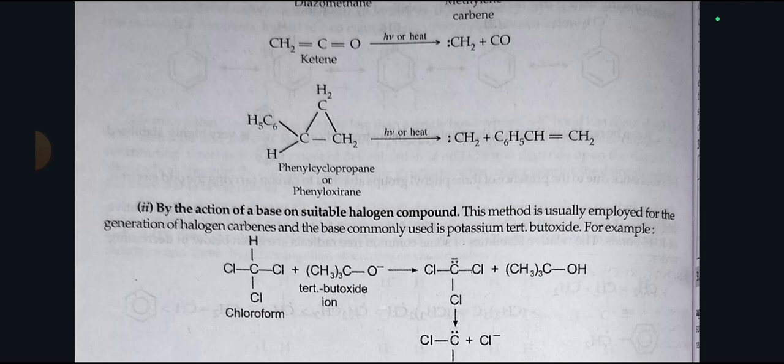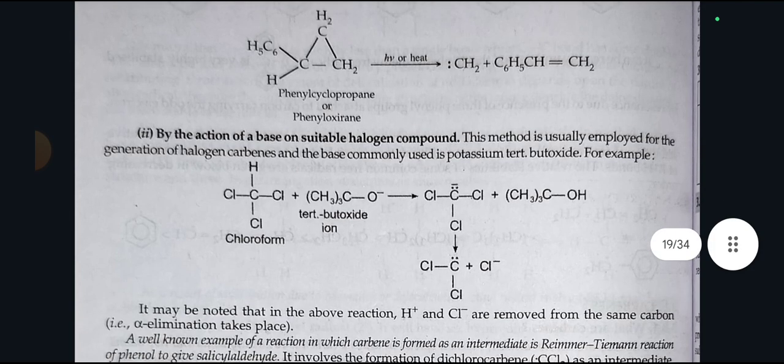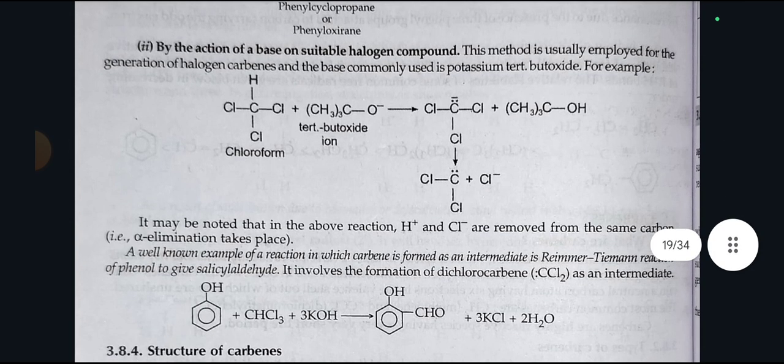C6H5CH-CH2, phenylcyclopropane or phenyl oxirane, in the presence of heat gives :CH2 plus C6H5CH=CH2. Second, by the action of a base on suitable halogen compounds.